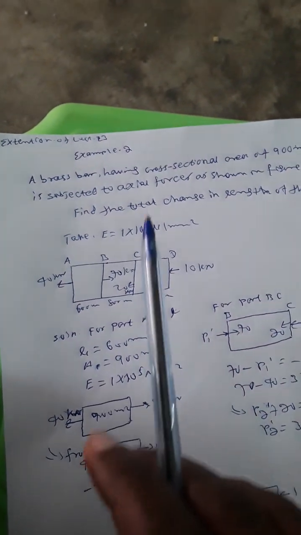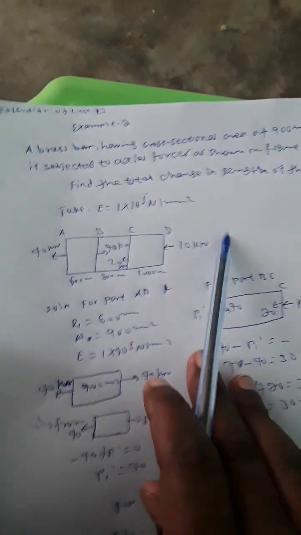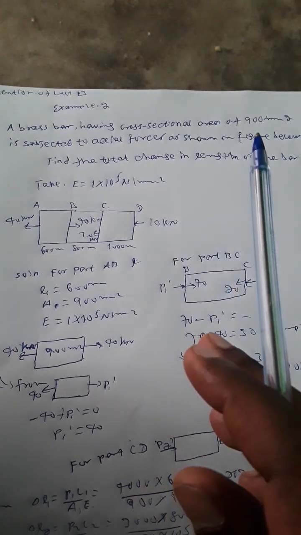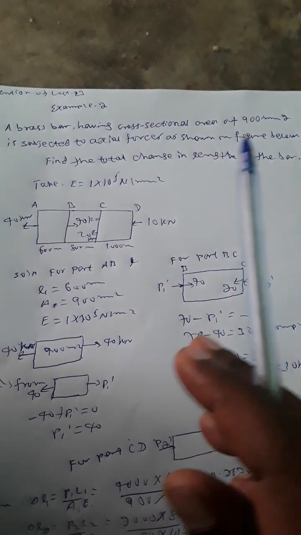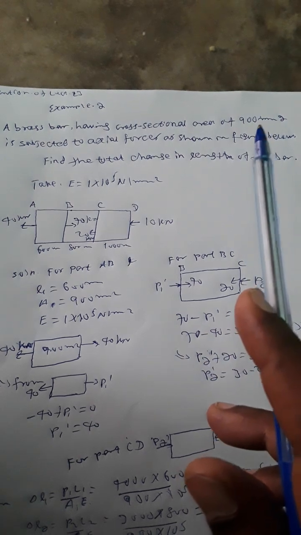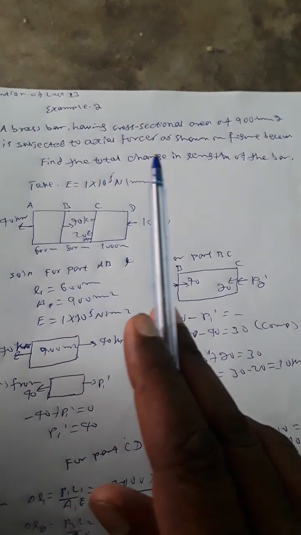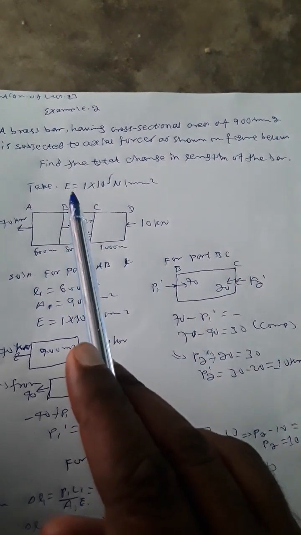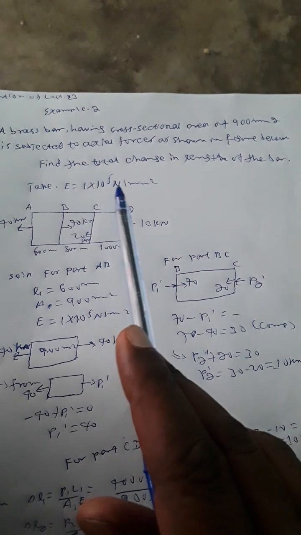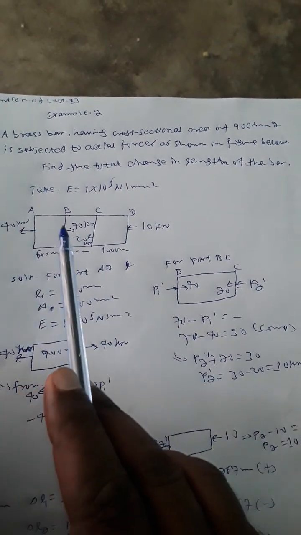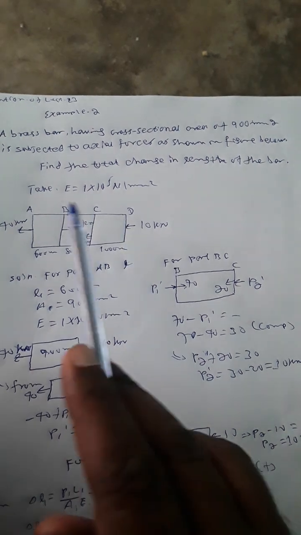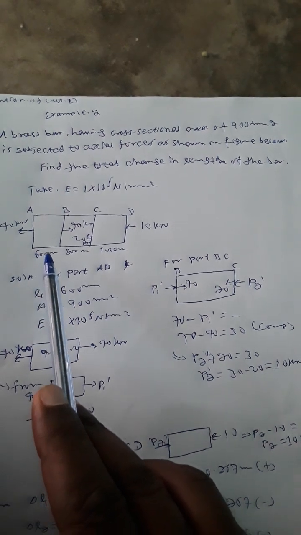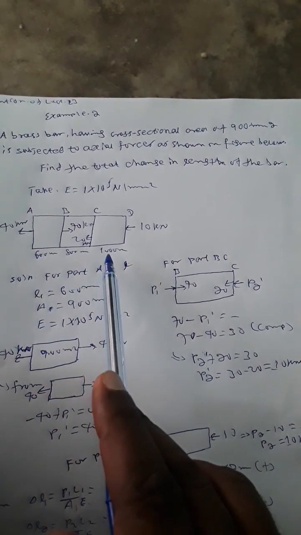Extension of lecture 3. Example 2. A brass bar having cross-sectional area of 900 mm square is subjected to axial forces as shown in the figure below. Find the total change in length of the bar. Take modulus of elasticity as 1 times 10 to the power of 5 Newton per millimeter square. The forces are 40, 70, 20 and 10 at points A, B, C, D, dividing the bar into three parts, with lengths 600, 800 and 1000 millimeters.